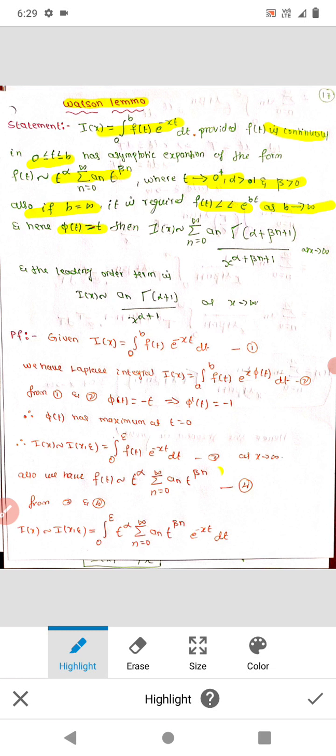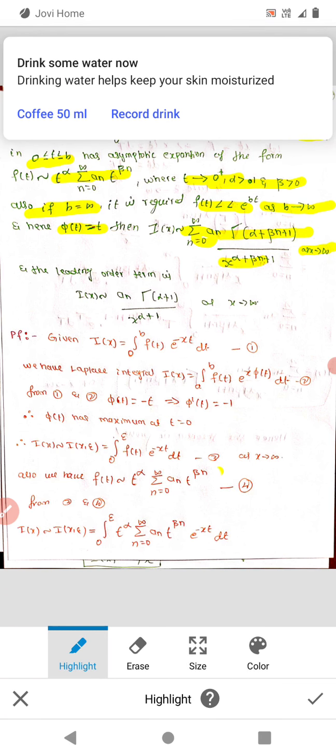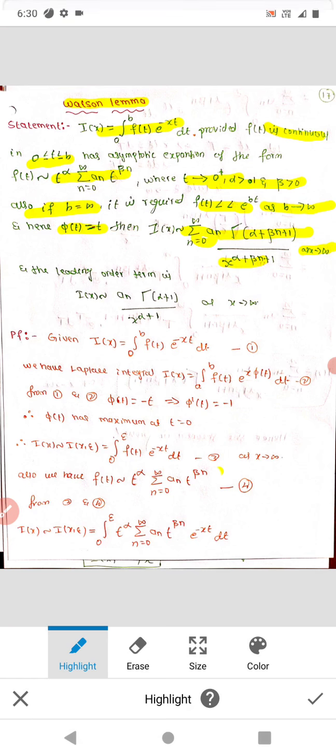And hence, with phi of t equal to minus t, I of x is approximated to summation n equals 0 to infinity a n gamma of alpha plus beta n plus 1 divided by x to the power alpha plus beta n plus 1, as x tends to infinity. And also the leading order term is I of x approximated to a 0 gamma of alpha plus 1 by x to the power alpha plus 1 as x tends to infinity.